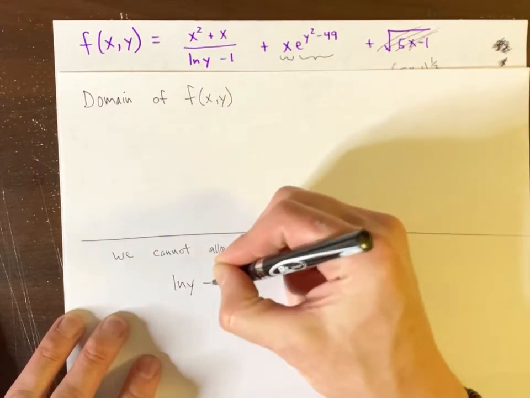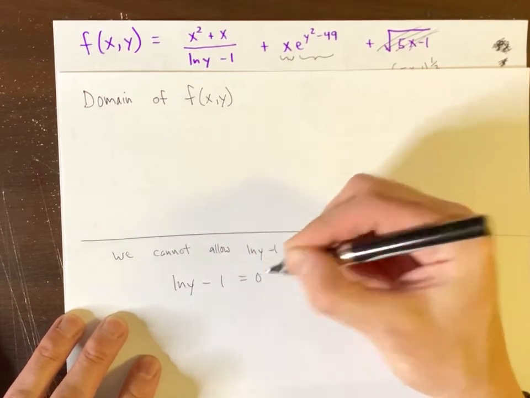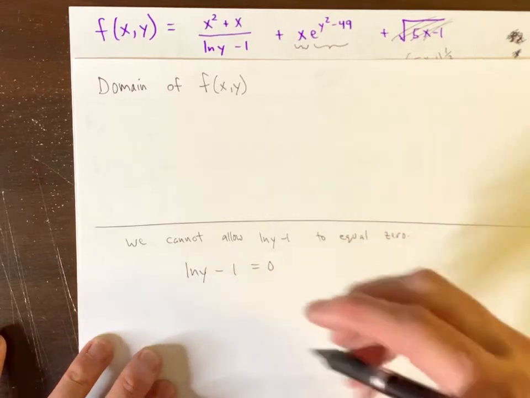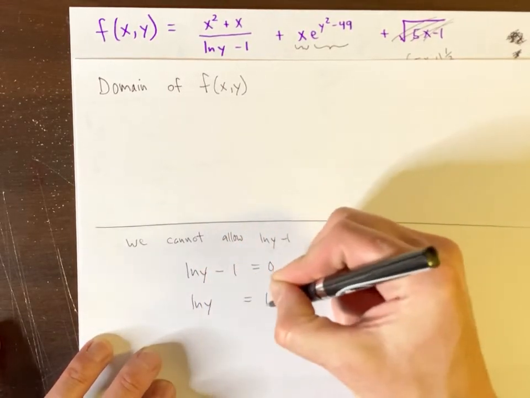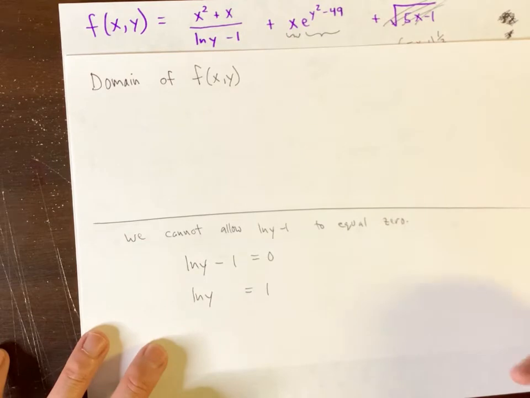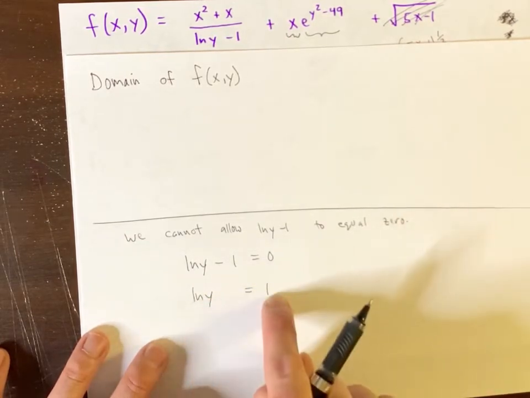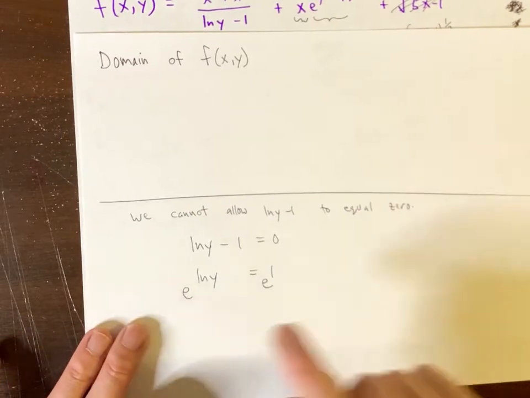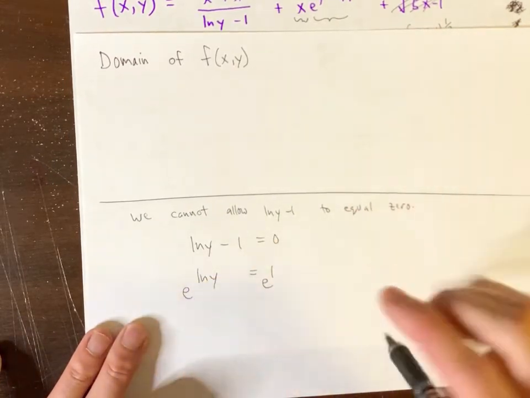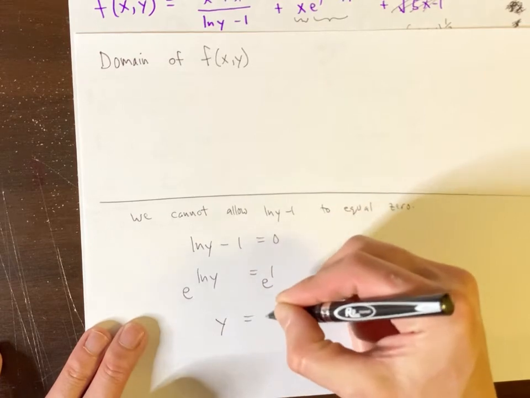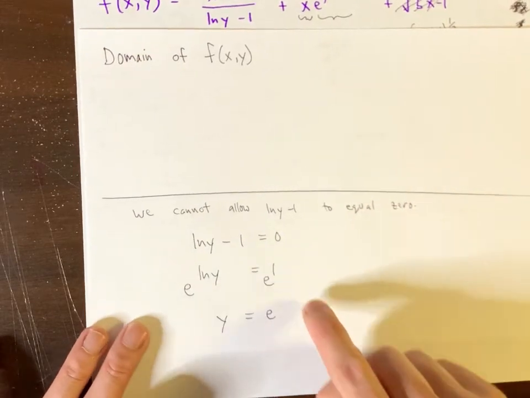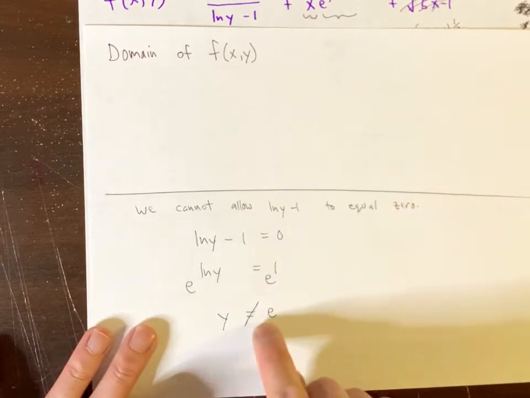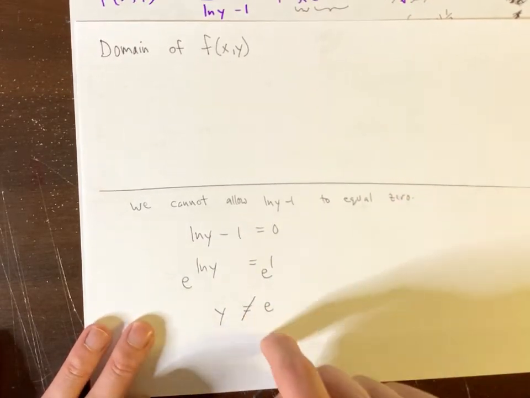So what you can do is create this equation. Create the equation that's bad. ln of y equals 1. Solve this equation, add 1 to this side. And then what you can do is make these become the exponents to e. And the reason you do that is because e and ln go away. So all you're left with is y, and e to the power of 1 is just e. So what we've just discovered is that y cannot equal e, because that's bad.